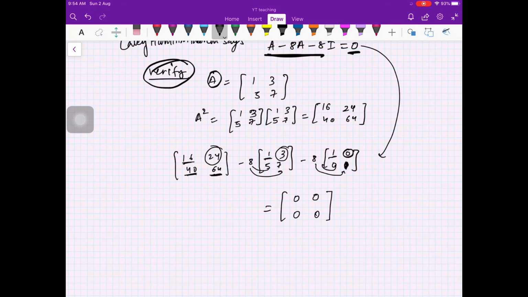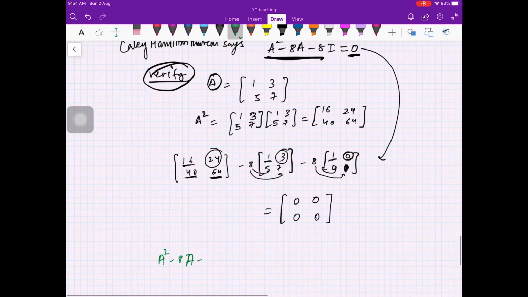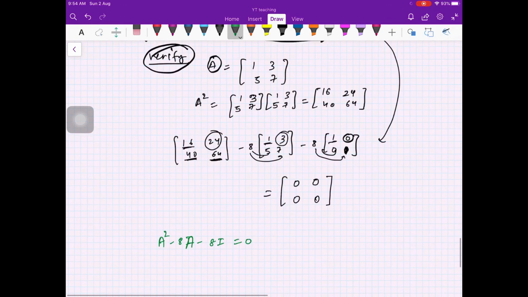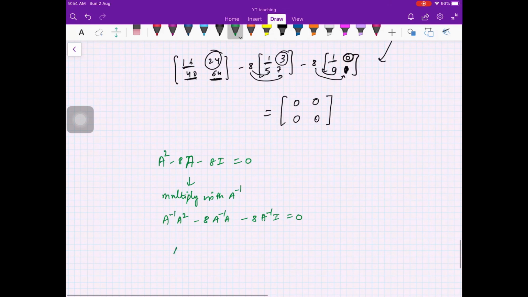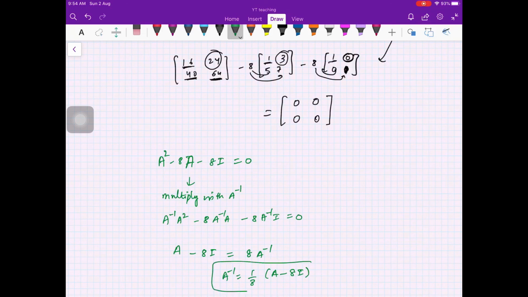Now this Cayley-Hamilton theorem is very useful, because for example if I give you this A square minus 8A minus 8I equal to 0, you can easily compute A inverse. How? If you multiply it with A inverse, what will you get? You will get A inverse into A square minus 8 A inverse into A minus 8 A inverse identity equal to 0. So you will get A minus 8 identity is equal to 8 A inverse. So A inverse will be 1 by 8 (A minus 8I). So this is one of the applications.